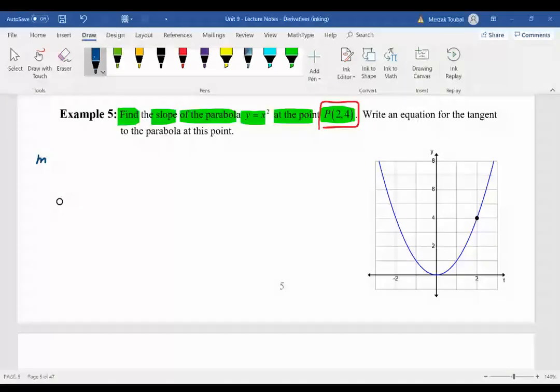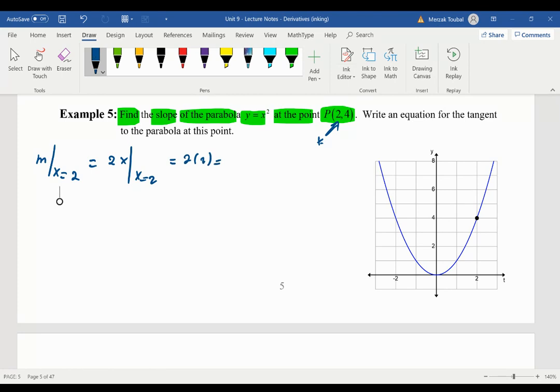So m at x equals 2, this is just a notation. This means the slope at x equals 2 is, the formula is 2x at x equals 2, which is 2 times 2, which is 4. So we have the slope, which is 4.